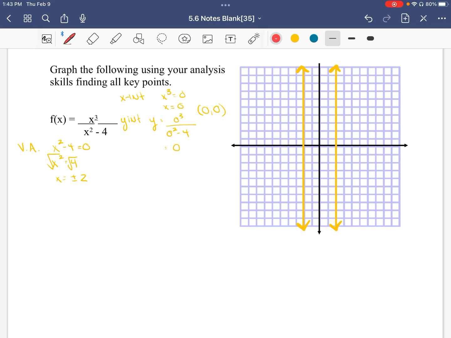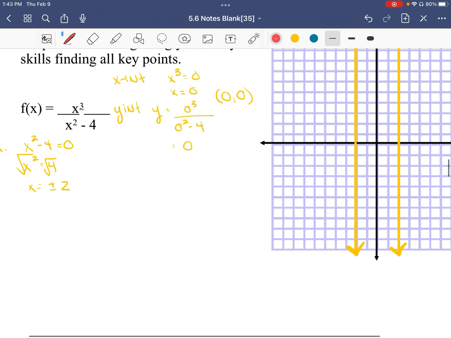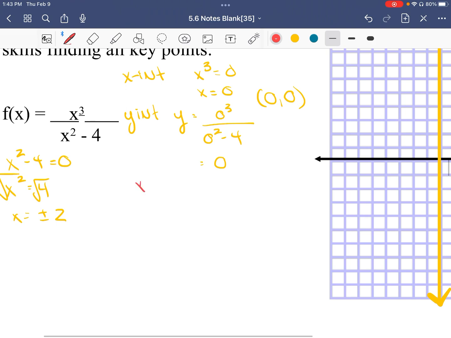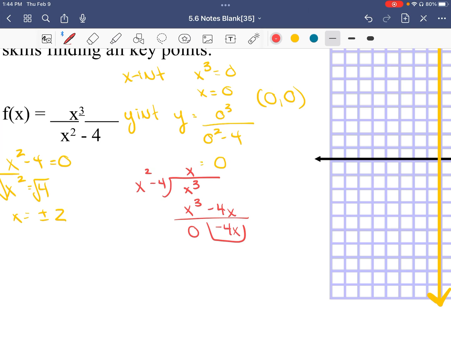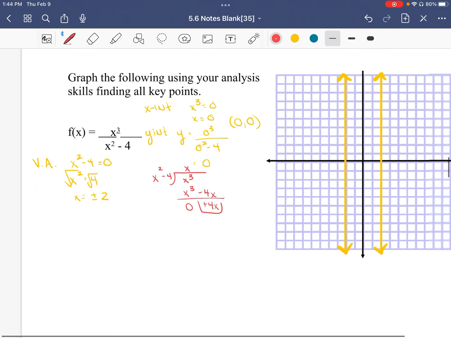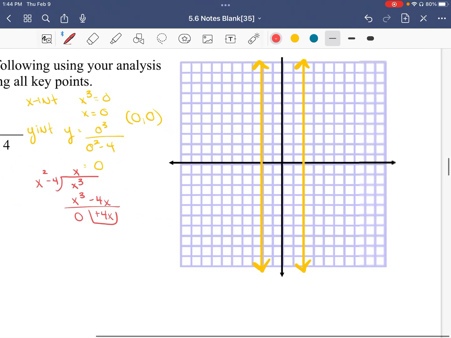So our vertical asymptotes come from our denominator. We also want to check for our oblique asymptotes, so that's going to take some division. We divide by x squared minus 4. We've got our x cubed, so we multiply by x. Then we get x cubed minus 4x. When we subtract, we get 0, and we are left with negative 4x. Subtract negative 4, positive 4x. There we go. So what that means is we have a slope of 4.